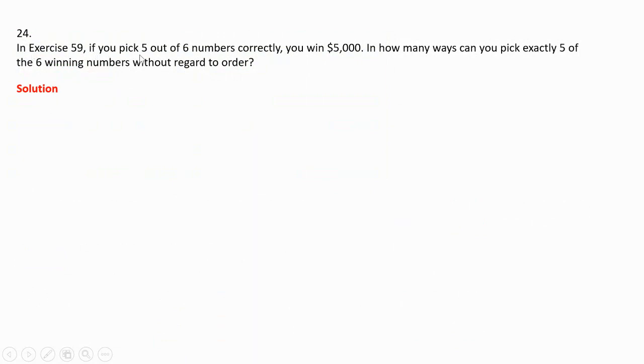And I believe this is the last problem for today. Okay, it says in exercise 59, if you pick 5 out of 6 numbers correctly, you win 5,000. In how many ways can you pick exactly 5 of the 6 winning numbers without regards to order? So this is going to be combination also. Okay. So here we go, right? 5 out of 6 is going to be 6 combination 5, because right, you pick 6 numbers, right? But to win the 5,000, you only have to match 5. So it's going to be 6 combination 5.